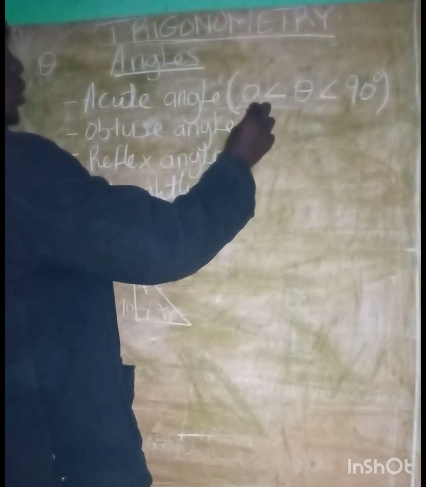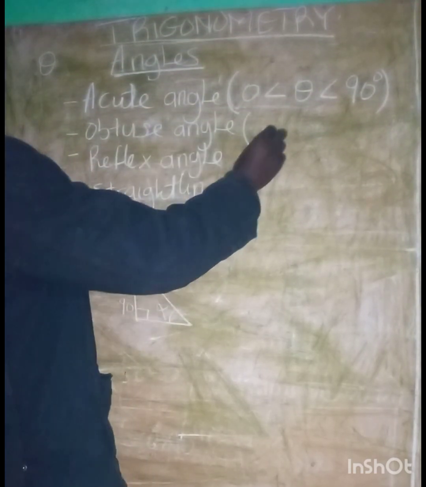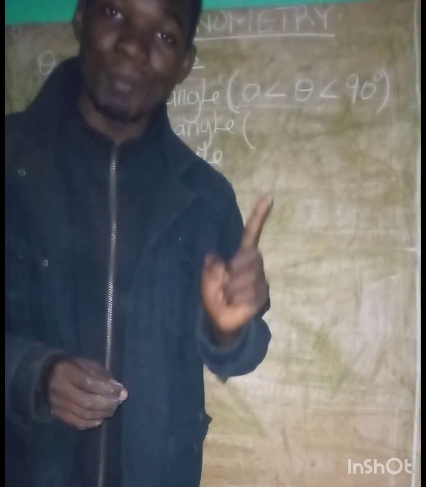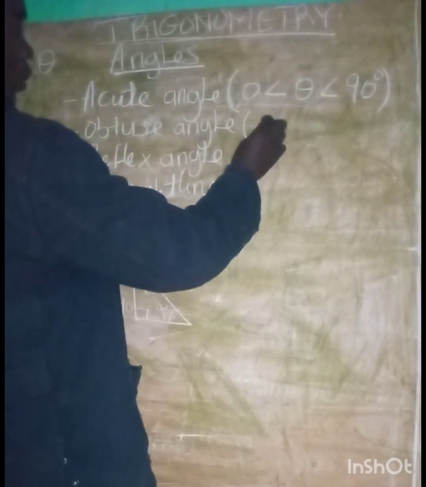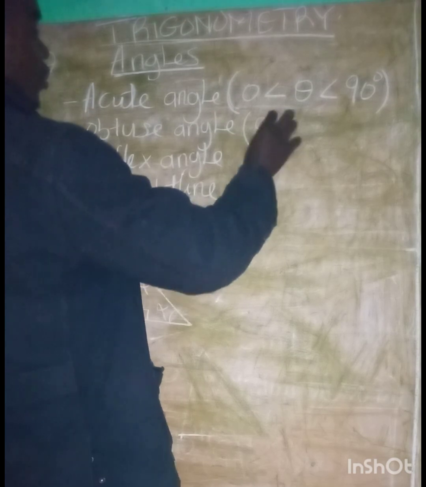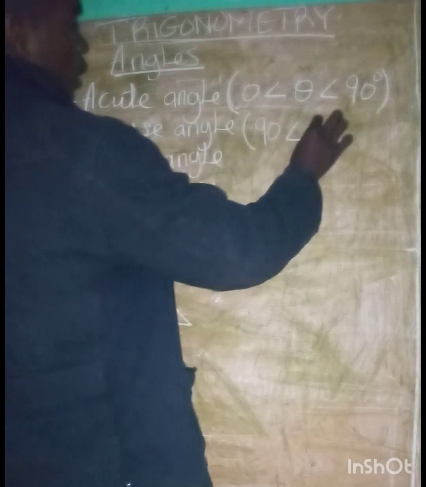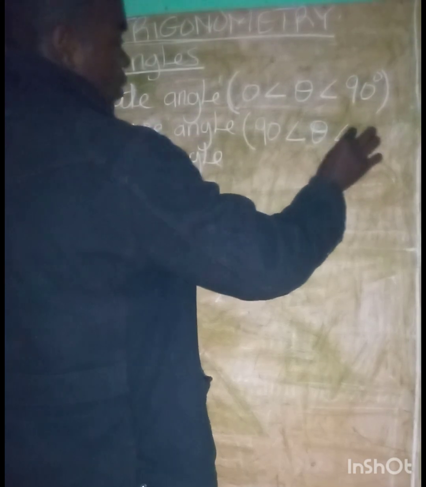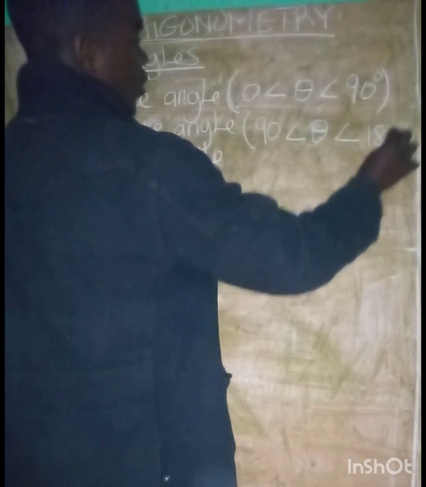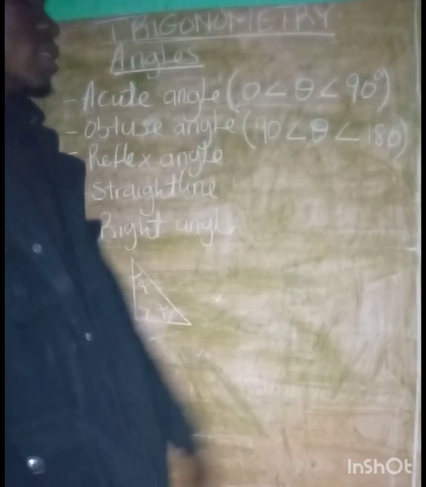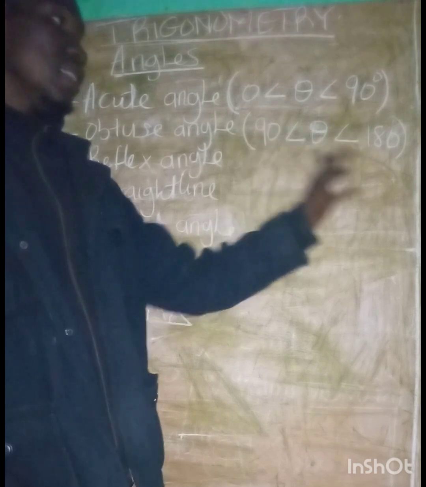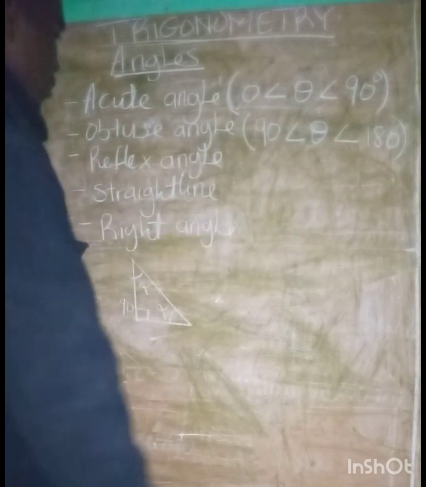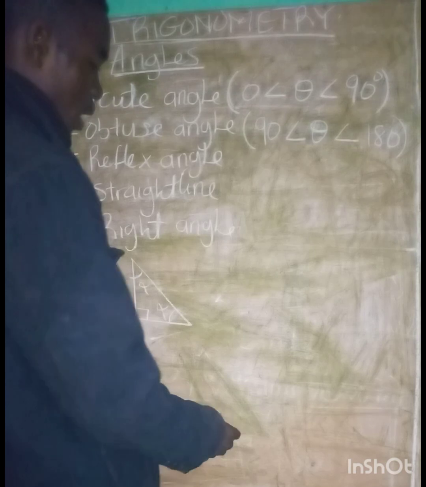Then an obtuse angle. An obtuse angle is an angle such that it is greater than 90 degrees, but less than 180 degrees. So an obtuse angle, we can say it is between 90 degrees and 180 degrees. It is not 180 degrees, it is not 90, but it is between 90 and 180. Keep in mind. So let me give you an example of an obtuse angle.